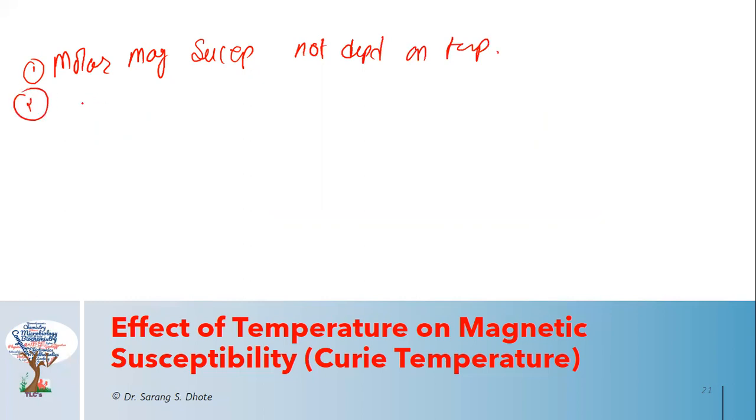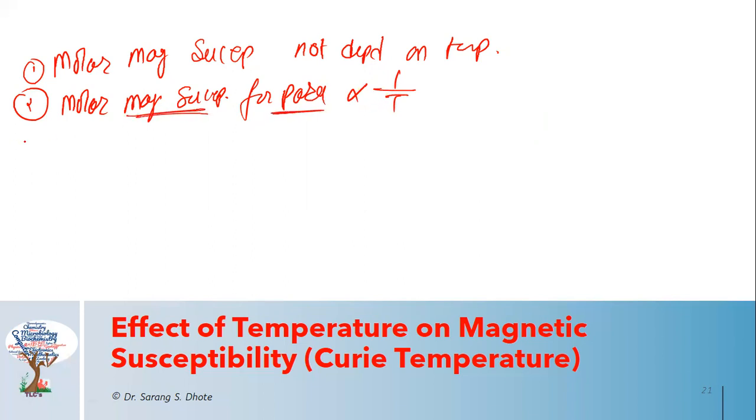Next one, the molar magnetic susceptibility of a paramagnetic substance is inversely proportional to the temperature. That is, molar magnetic susceptibility for paramagnetic is inversely proportional to what? Temperature, which is the formula of Curie law. That means with increasing temperature, the magnetic susceptibility of a paramagnetic substance decreases. जैसे temperature बढ़ेगा, paramagnetic substance की magnetic susceptibility decrease होती है.